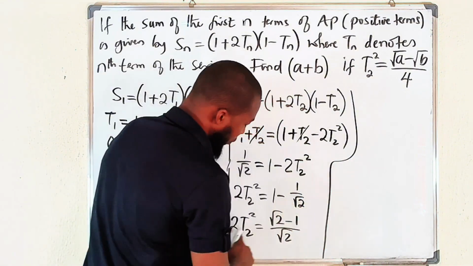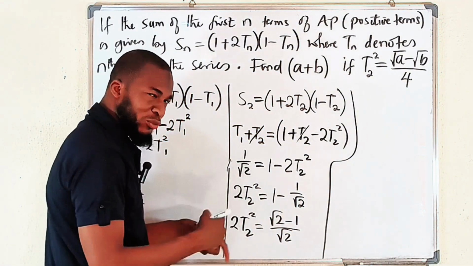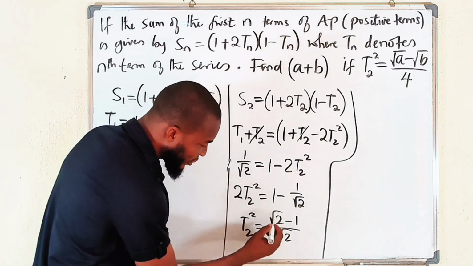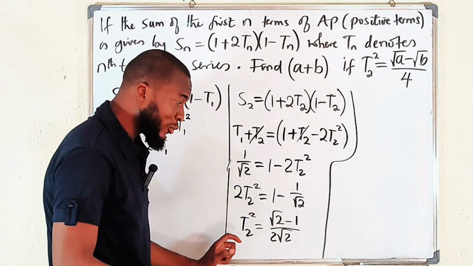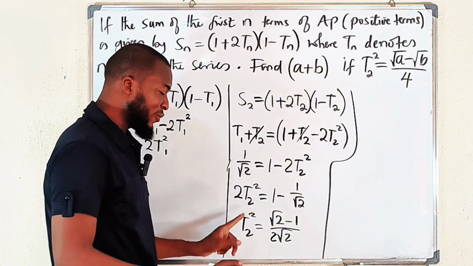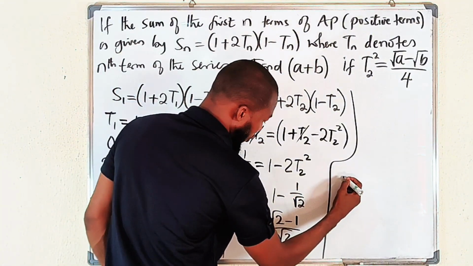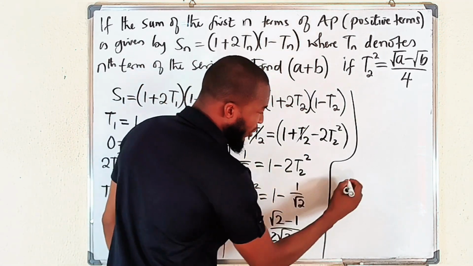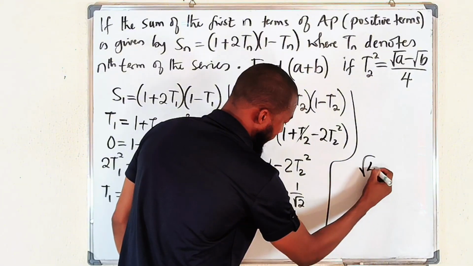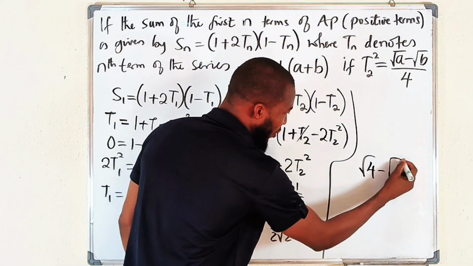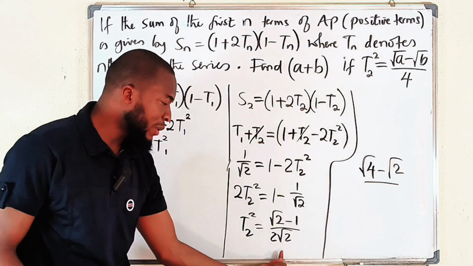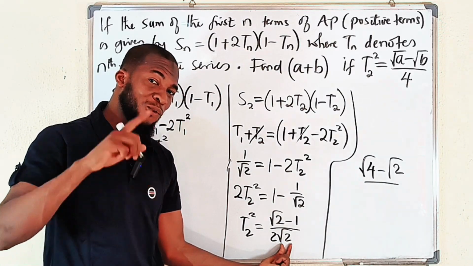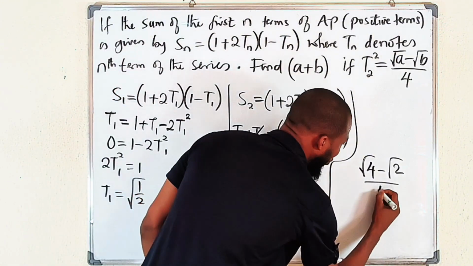Let me do one thing here to simplify my work. I can remove this 2, you know it is multiplying, so it is going to divide the other side. No problem, we are still having t2 squared. This is equal to, by rationalizing, you multiply the top by the square root of 2. The square root of 2 times the square root of 2 will be the square root of 4. Minus 1 times the square root of 2 is the square root of 2. Divided by, if you multiply this by the square root of 2, the square root of 2 times the square root of 2 will be the square root of 4, and the square root of 4 is 2. 2 times 2 is 4. So the bottom is 4.